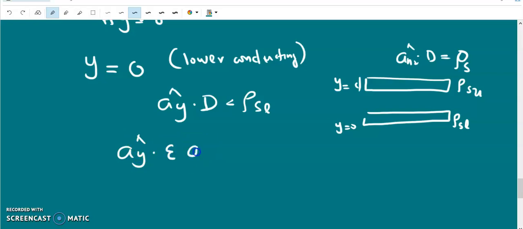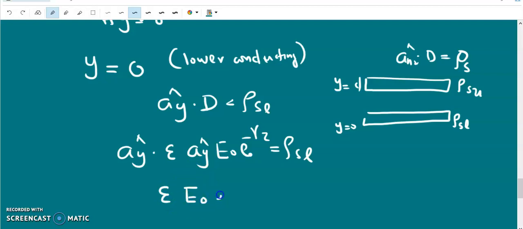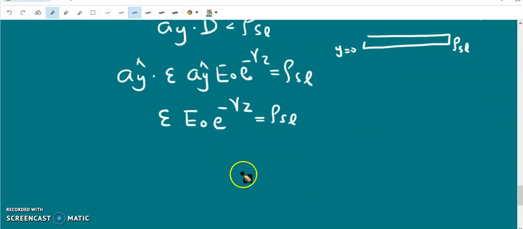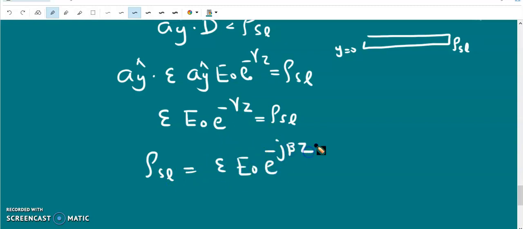E is again ay cap E0 e to the power minus gamma z. So this is equal to rho sL. So ay cap dot ay cap is 1. So this is epsilon E0 e to the power minus gamma z. So rho sL is equal to, in the lossy dielectric medium, gamma can be written as j beta, epsilon E0 e to the power minus j beta z.